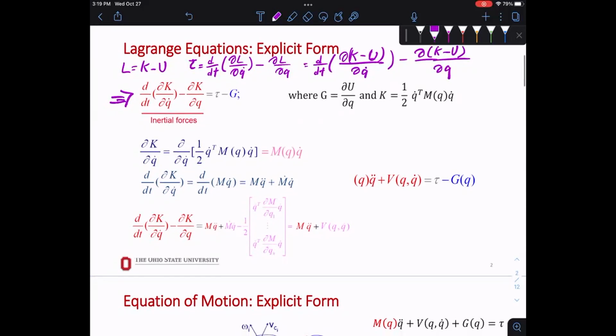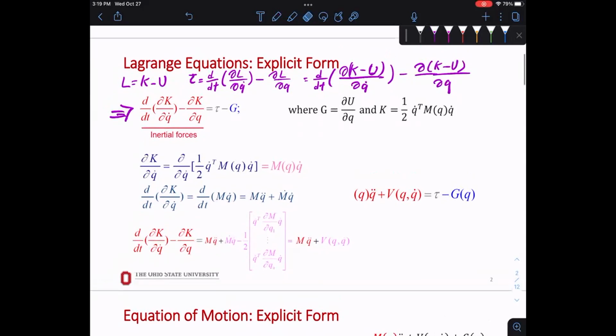So the derivative with respect to time of the partial derivative of your kinetic energy with respect to q dot, minus the partial derivative of your kinetic energy with respect to q. I package these two on one side. I'm calling them inertial force because kinetic energy terms are representing the inertial force. Then on the other side, I put G, which is the partial derivative of U with respect to q, which is non-zero here. I package it on the right side as torques and potential energy, right?